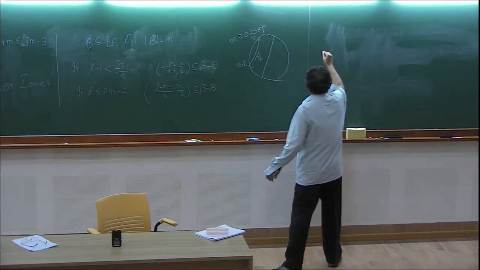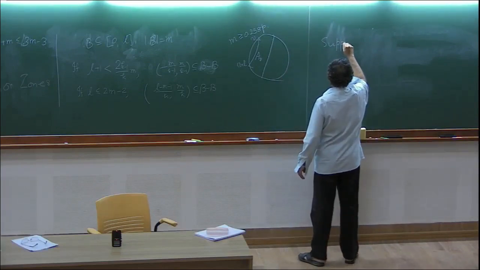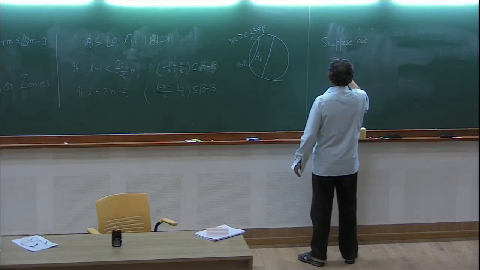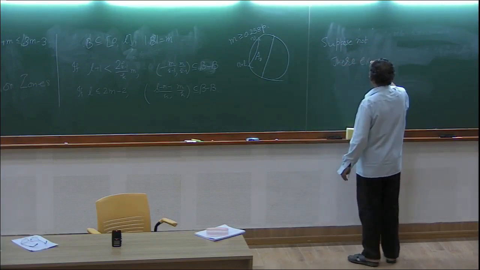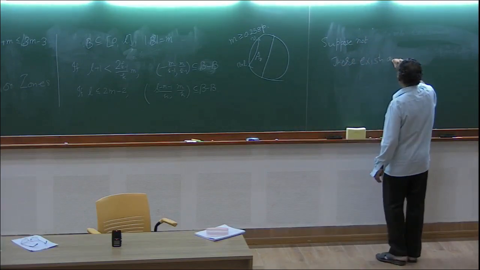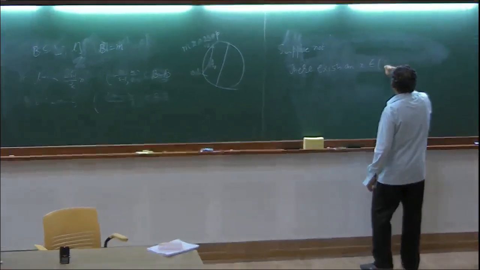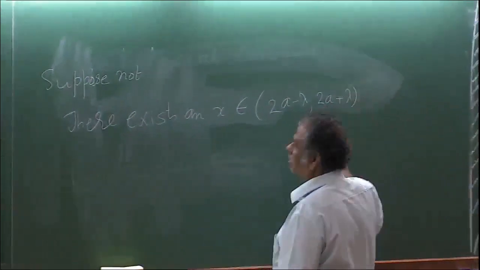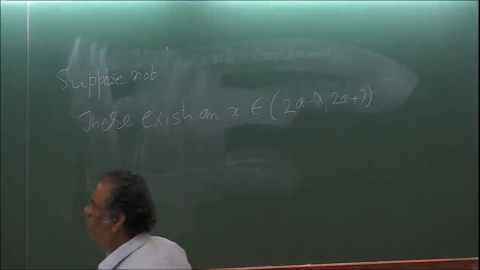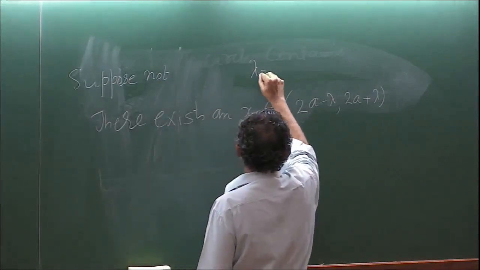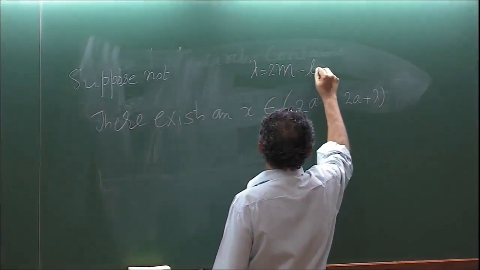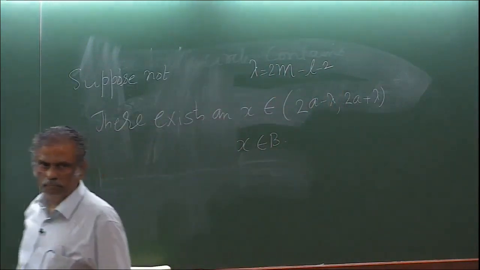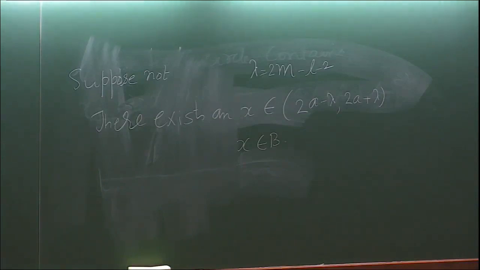Therefore, suppose not. Which means that there exists an x in the interval 2a minus lambda to 2a plus lambda, lambda appropriately defined, whatever the lambda is, 2m minus L minus 2, which really belongs to B. Then I want to get a contradiction.